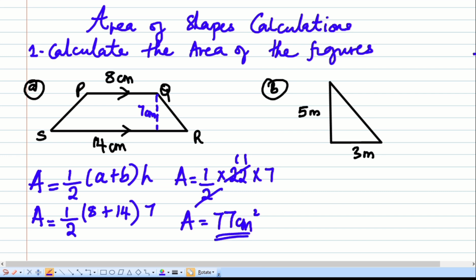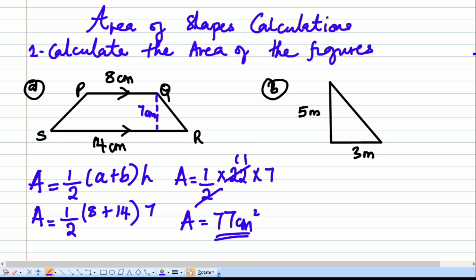Area is always in squared centimeters or squared meters. Since the dimensions were given to us in centimeters, the area will be centimeter squared. So that's the answer there.